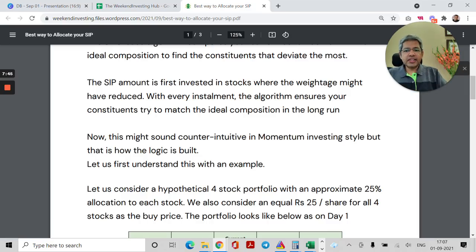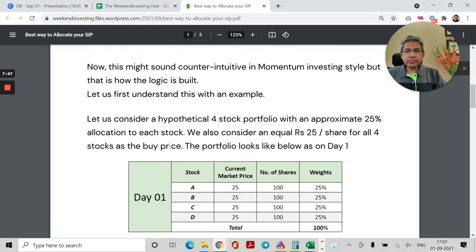So let's consider an example. Consider a hypothetical 4-stock portfolio with 25% allocation to each stock. So there is a smallcase, 4 stocks only, 25% allocation each, current market price at 25 rupees each, and if we invest 10,000 rupees, it will allocate 100 shares per stock at 25% each. This is your day 1.